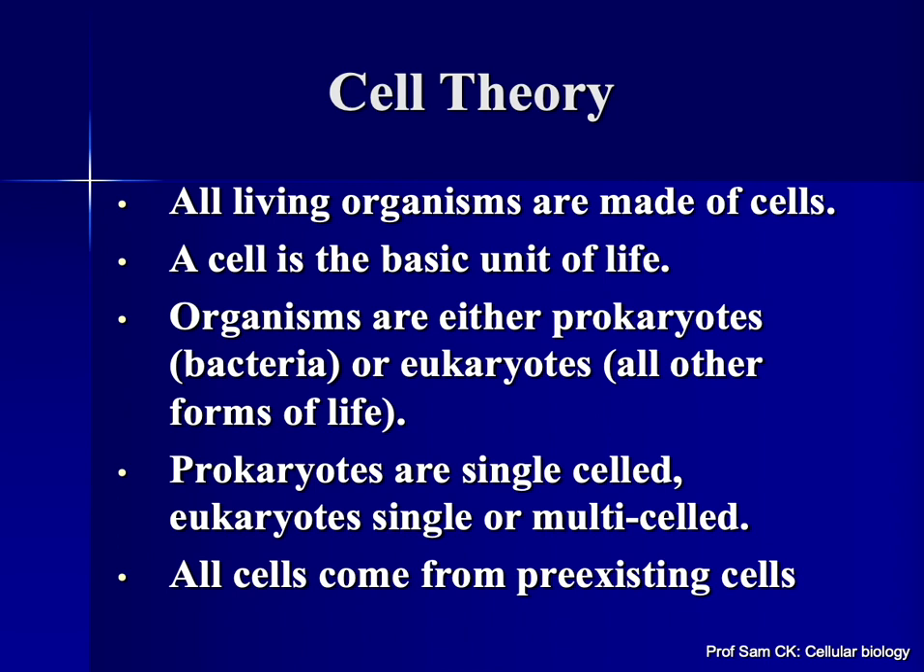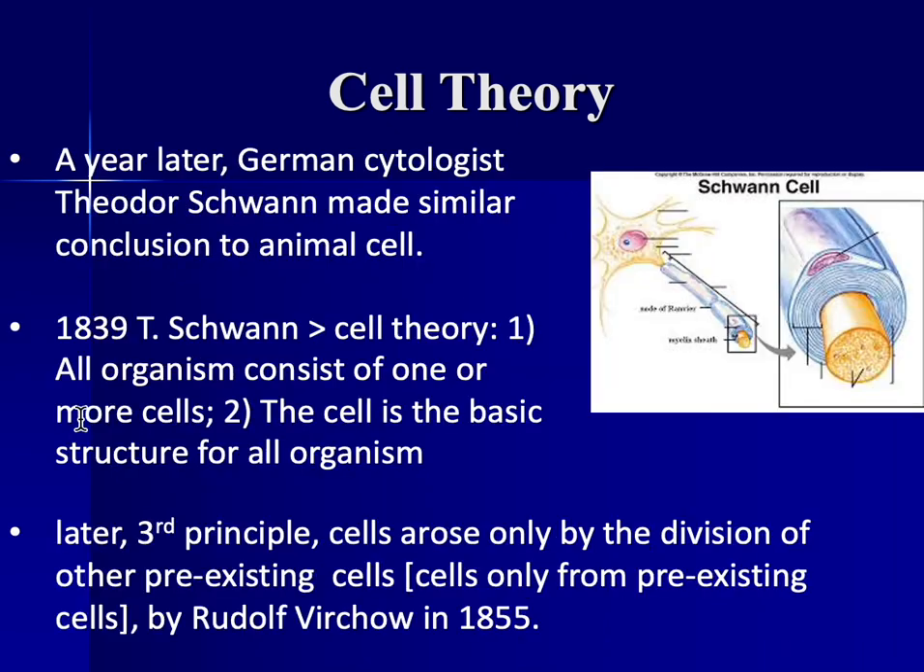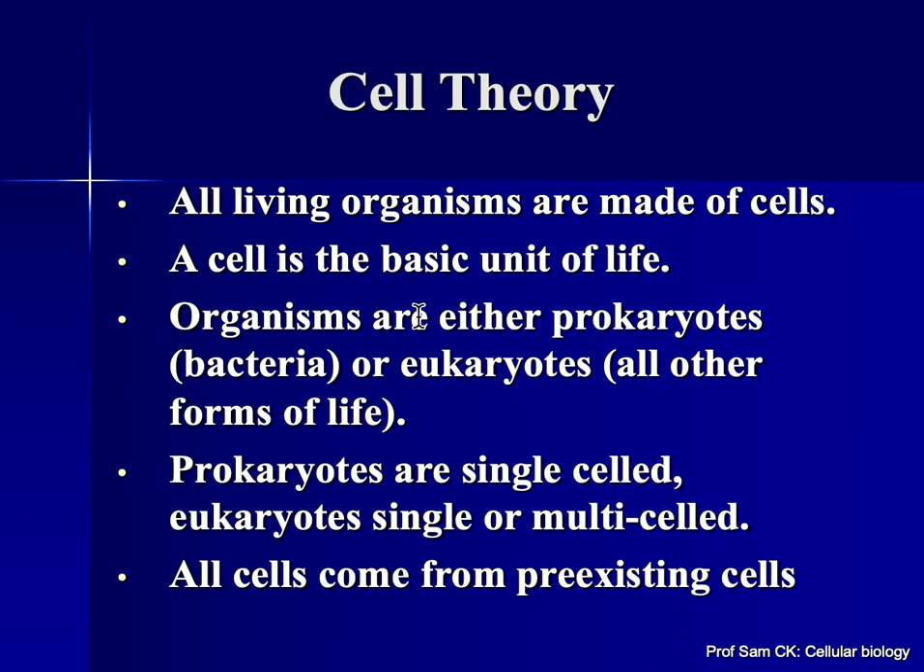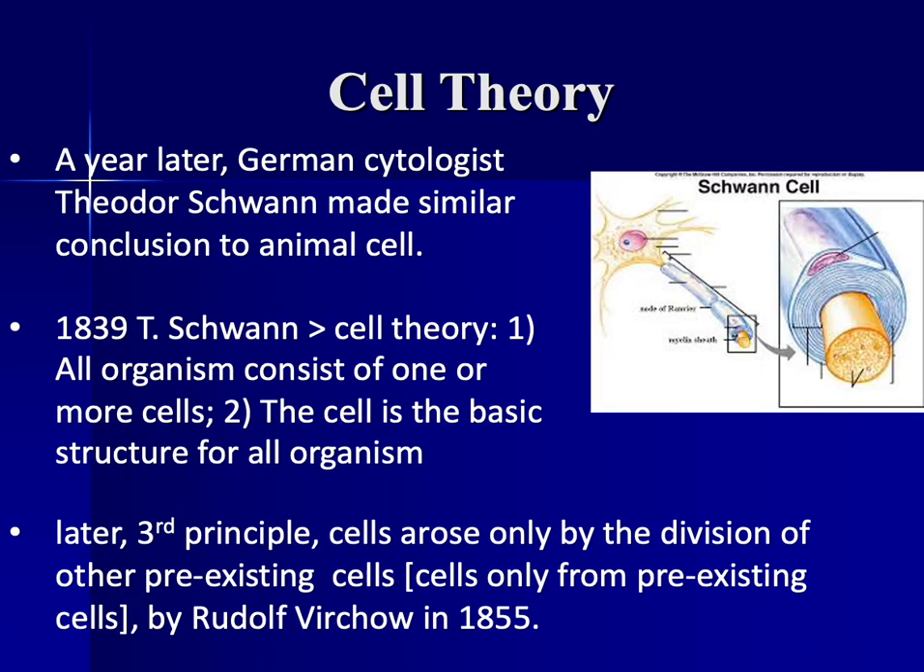So this slide concludes the cell theory. You have learned that all living organisms are made of cells, and a cell is the basic unit of life, like the cell theory that I've introduced to you before. And then organisms are either prokaryotes or eukaryotes, and prokaryotes are single cells, and eukaryotes can be single or multicellular. These two points over here, I'm going to introduce to you very soon. And the last one, all cells come from pre-existing cells, and this is actually the third principle of the cell theory.